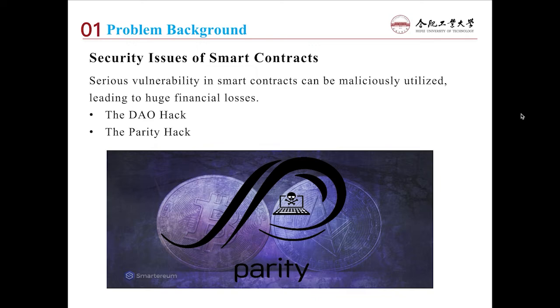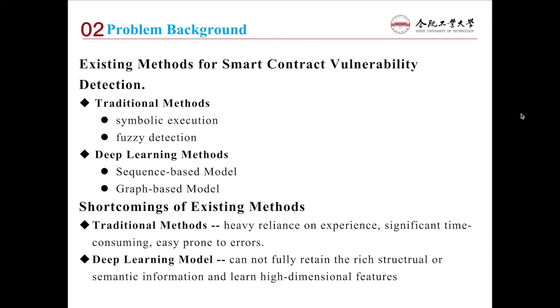Therefore, smart contracts require strong security assurance, and there is an urgent need for effective vulnerability detection of smart contracts, such that we can remove the found vulnerabilities before deploying them. For the detection of smart contract vulnerability, existing research is mainly based on traditional methods such as symbolic execution or fuzzy detection. Some studies also use deep learning approaches via either sequence-based or graph-based feature representation models.